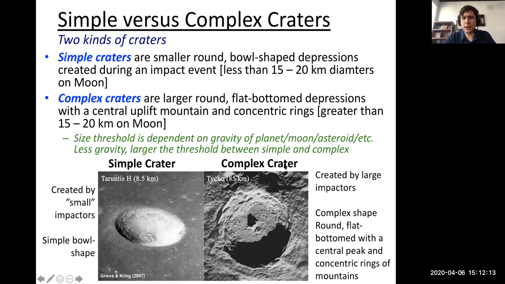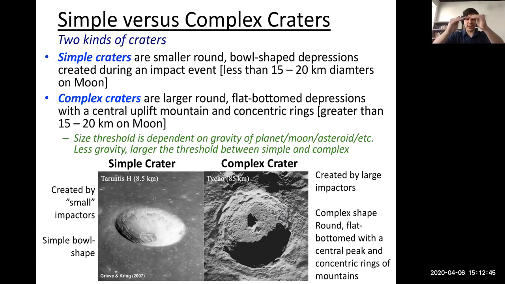Contrast those to what we call a complex crater. These are much, much larger. So here's Tycho crater, a famous crater on the moon, which you can see with binoculars or a small telescope. Here you can see that it is still round in shape, but it's not a bowl-shaped depression, it's flat bottomed. And you have these concentric rings of mountains, and here in the center, you have this central peak that sticks up. And that actually occurs during the impact that creates it.